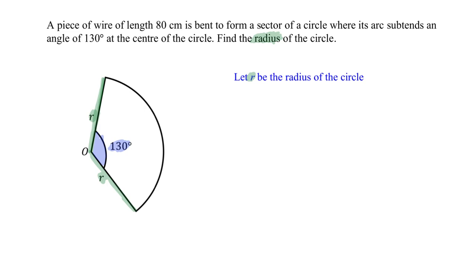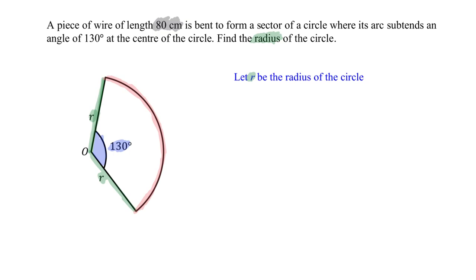Next though, there is also this arc length that we are required to consider as well, because the perimeter, this whole perimeter is 80 cm. Okay, that means r and r and this red arc length together is equal to 80 cm.